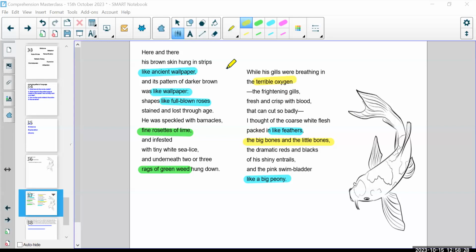The writer feels that the fish is very ancient and beautiful. The simile like ancient wallpaper suggests the fish must be very old. And the phrase, the pink swim bladder like a big peony, suggests that the fish is elegant. That's nice. And what you've noticed there is that there's a juxtaposition, there's contrast between the oldness of the decaying wallpaper and the beauty of the big, full flower, right? It's got both ugliness and beauty within the same image.